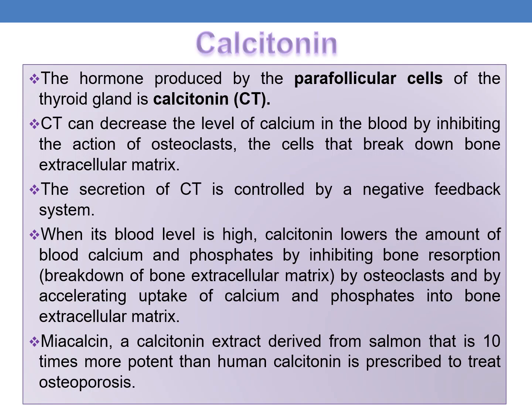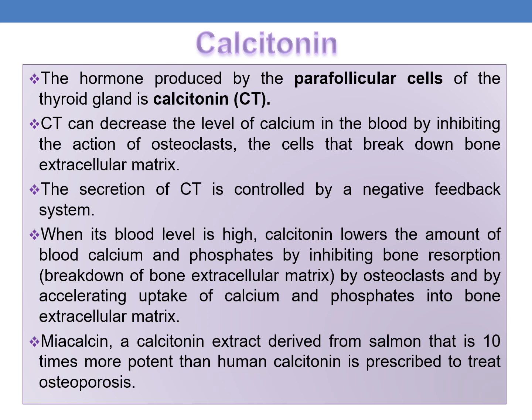Coming to calcitonin, the hormone produced by the parafollicular cells of the thyroid gland is calcitonin, CT. CT can decrease the levels of calcium in the blood by inhibiting the action of osteoclasts, the cells that break down the bone extracellular matrix. The secretion of CT is controlled by a negative feedback system.